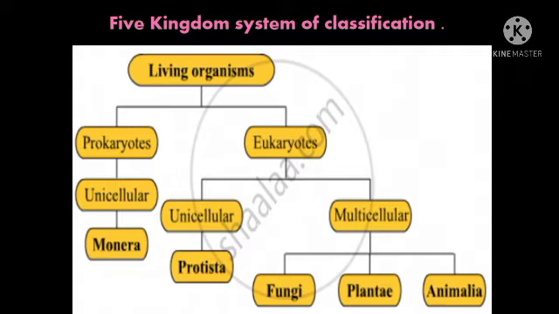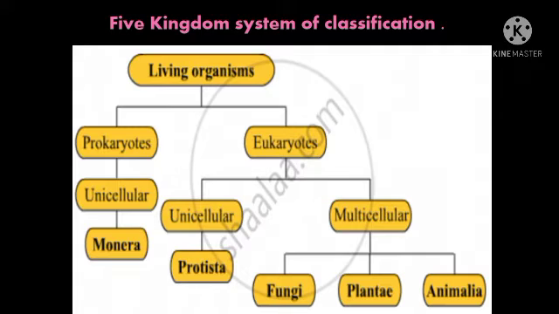The first one, kingdom Fungi. Students, fungi are the organisms that can't perform photosynthesis. For their food, they are dependent on others. They are dependent on dead organic matter. Absorption from dead organisms is the mode of nutrition in fungi. And in fungi, a cell wall is present.